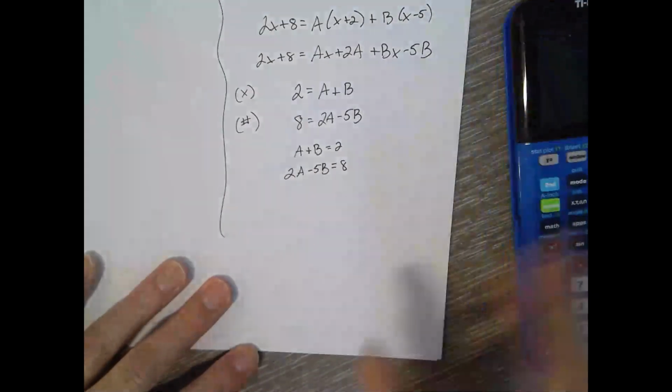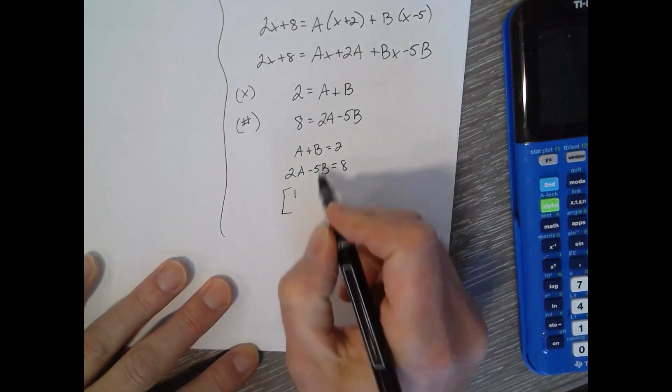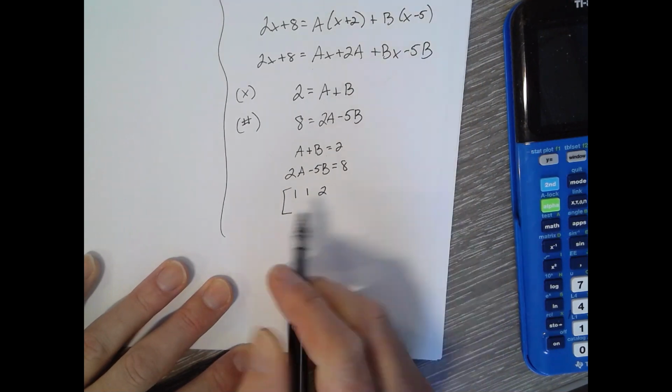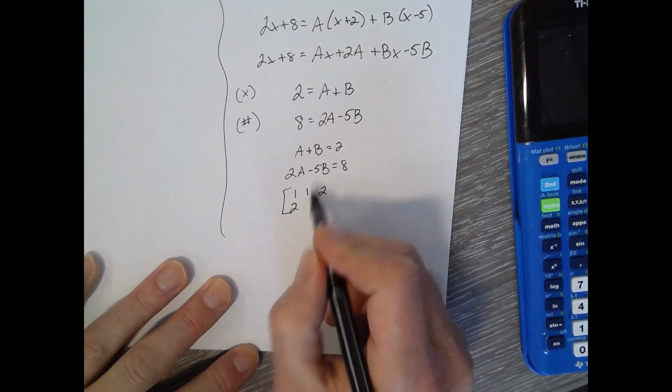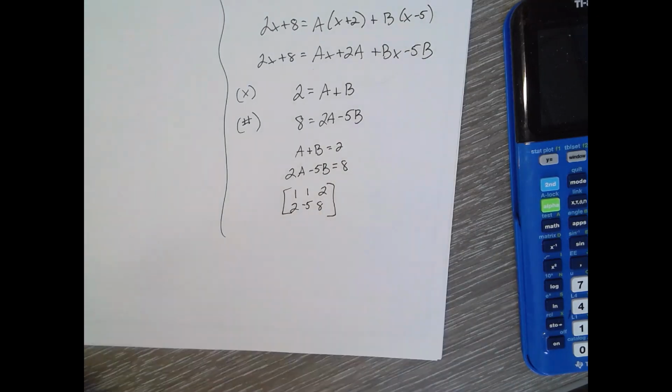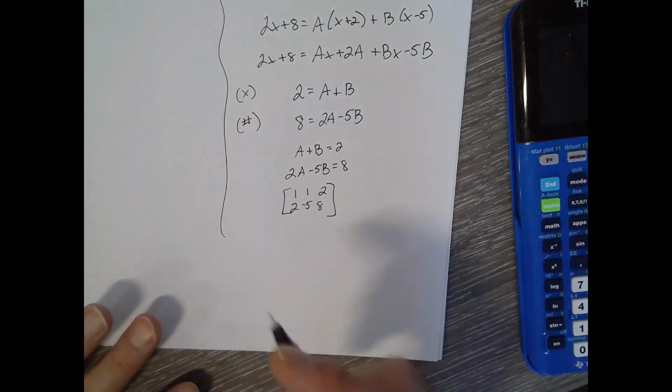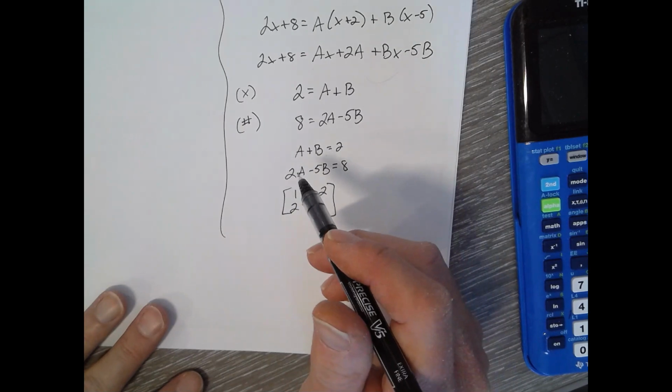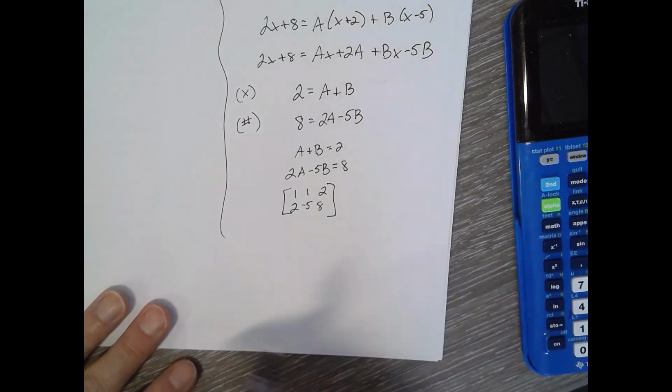Okay, so we're going to have to set up a matrix. Our coefficients will be 1, 1, 2, and on the bottom I have 2, -5, 8. Now it would literally be faster to not do this. But you might end up with 3 equations and 3 unknowns, and then I would definitely use a matrix. So I'm just going to show you how to do it with a matrix.